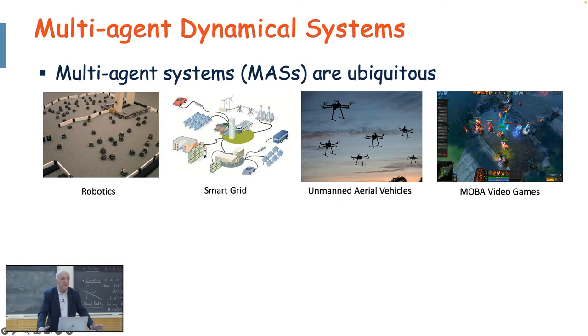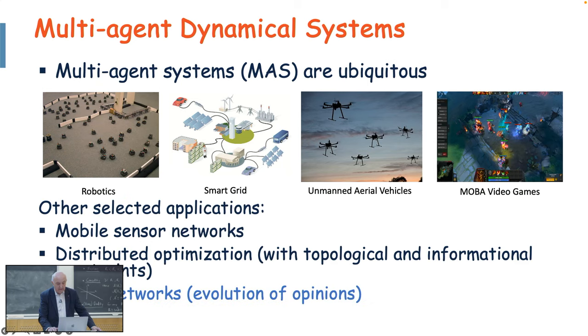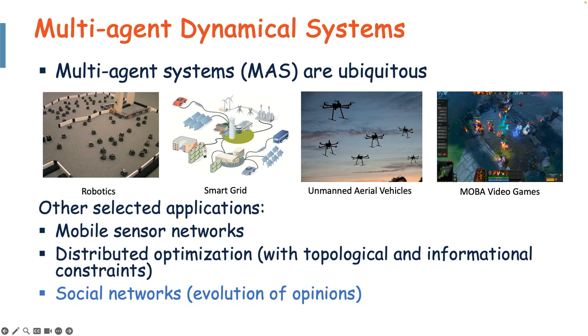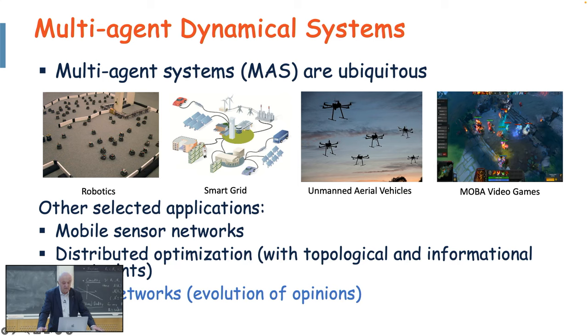So multi-agent dynamical systems, you're all working in this area, and so it's not surprising that they are ubiquitous and arise in many fields: robotics, smart grid, unmanned aerial vehicles, as well as video games, and mobile sensor networks that can be formulated using multi-agent dynamical systems, and distributed optimization problems when you have topological and informational constraints, where each node is a separate computer and could be viewed as agents. And then the social networks, evolution of opinions, that also could be formalized in the framework of multi-agent systems.